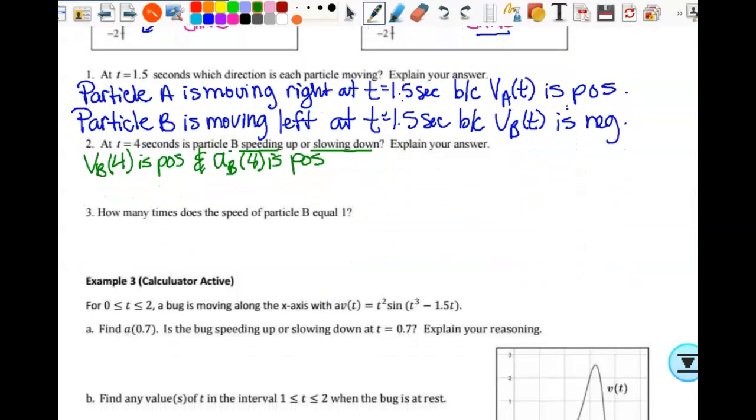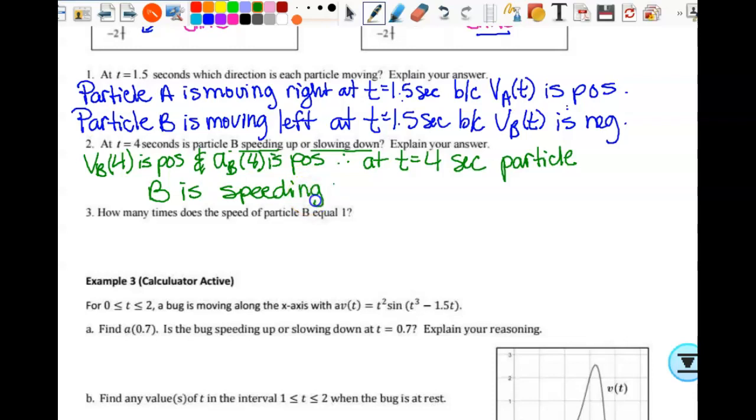They're both positive. Therefore, how do I write therefore? 3 dots. Okay? Therefore, at t equals 4 seconds, particle B is what? What's he doing? Speeding up or slowing down? Speeding up. Because they're the same, right? Okay. What questions do you have?